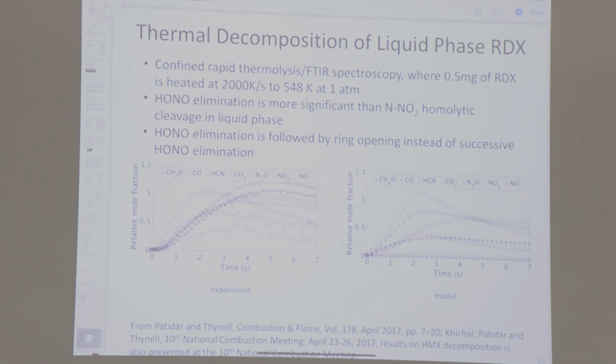And the experiments that he monitored with the FTIR as a function of time, it shows this evolution of species that I show you in the bottom, and his model predictions are on the right. So again, you know, they're not perfect, but they qualitatively show the same species being formed, the right type of time scale, and some of the same sort of characteristics. And what they concluded then, HONO elimination at these temperatures is more important than the N-N bond scission in the liquid phase, and HONO elimination is followed by ring opening right away instead of that consecutive HONO formation.